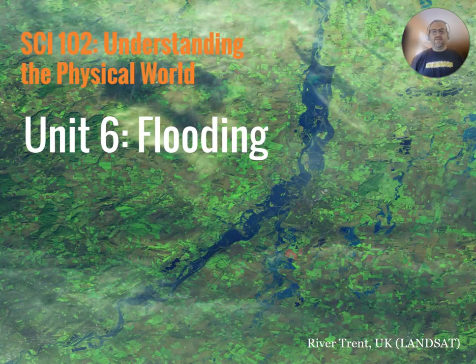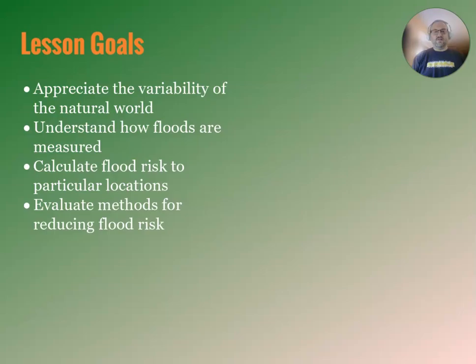That's what you see in the background image here. This is a flood along the River Trent in the UK. The river should be just a tiny little blue stripe down the middle there, but you can see it has really overflowed its banks and affected a lot of people there. So we're going to learn a bit about how that kind of thing might come about.